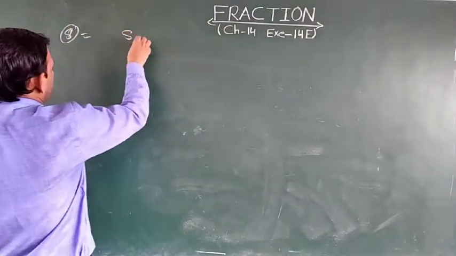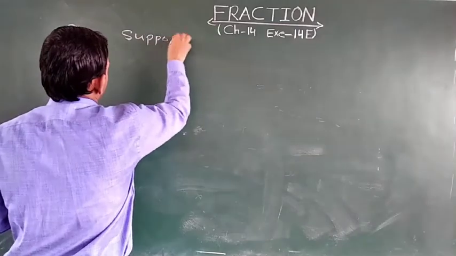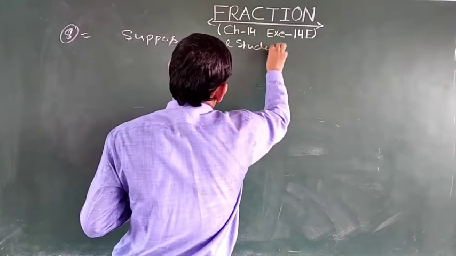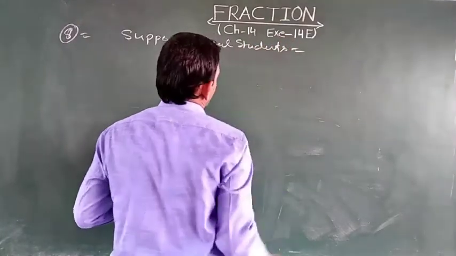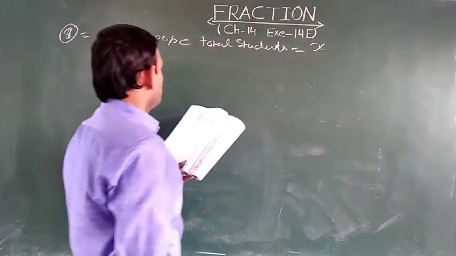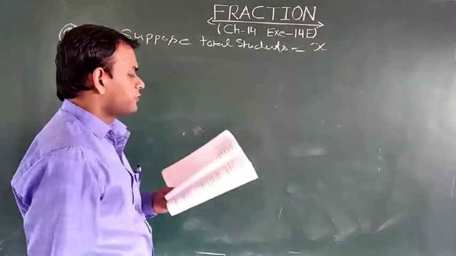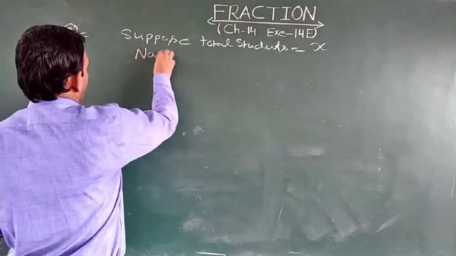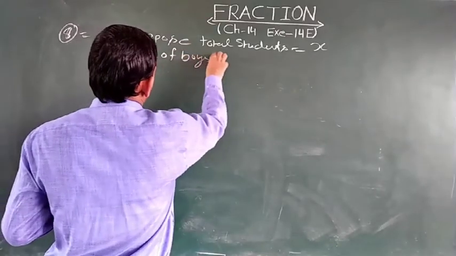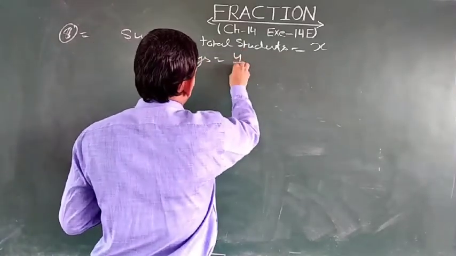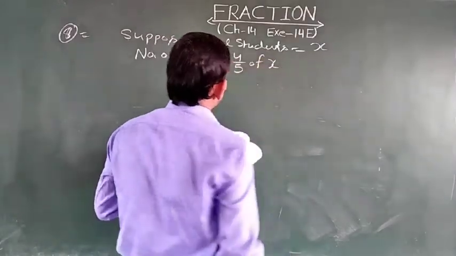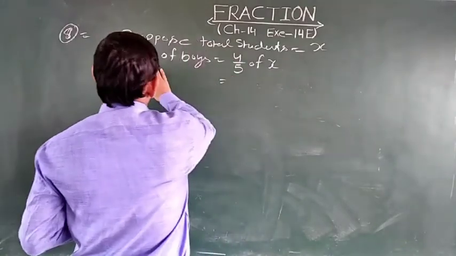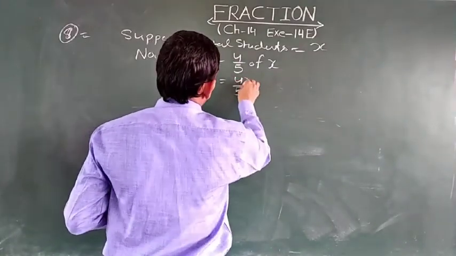So here again we will just suppose the total number of the students is equal to x. Okay, and 4 by 5 of the students are the boys. So number of boys is equal to, according to question, 4 by 5 of x, because we have supposed the total number of students are the x. So the value of the number of boys will be the 4x by 5.